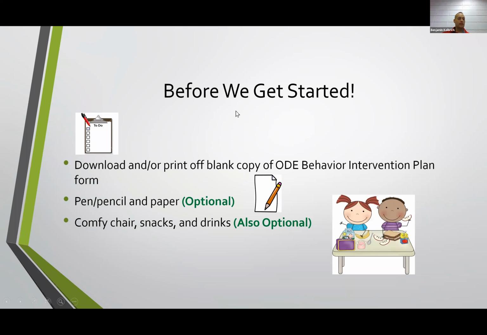So before we get started, we're going to download and print off a blank copy of the ODE Behavior Intervention Plan form. The front page kind of looks like this. You see that? All right, we'll say OP-2 Behavior Intervention Plan optional form. Okay. This form that we're going to go over is the most commonly used form in schools.